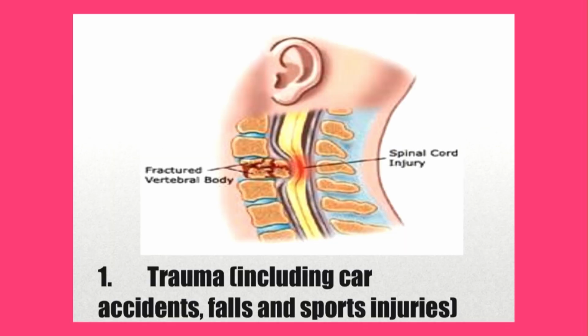The causes of spinal disease. First, we have traumatic causes, including car accident, fall from height, and sport injury. In this picture, we see the fractured vertebral body of the cervical spine with compression of the spinal cord, illustrated by a red area in this region.